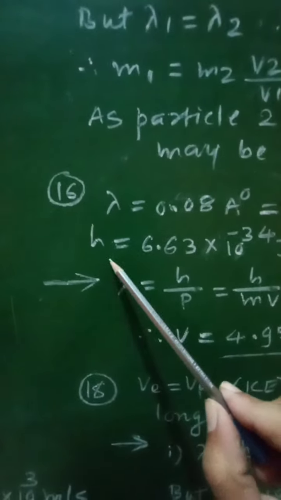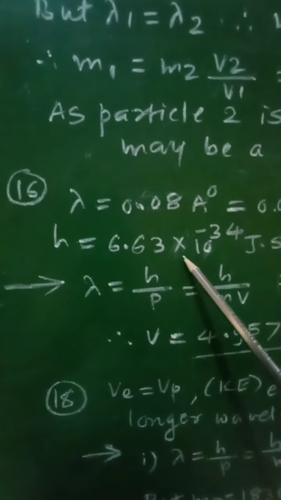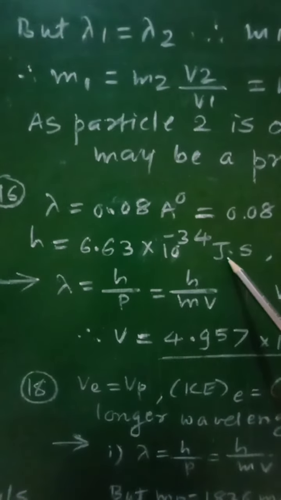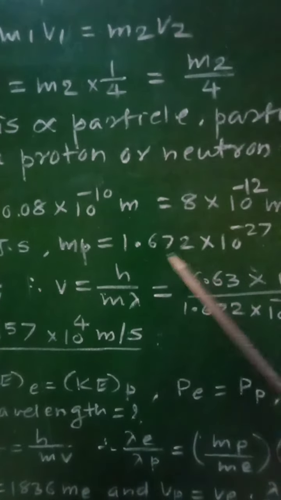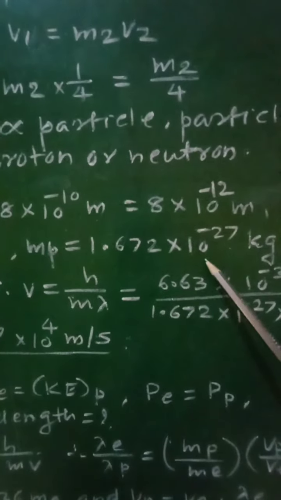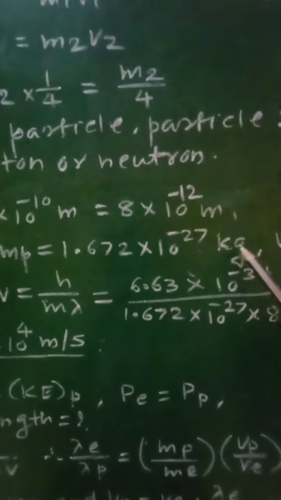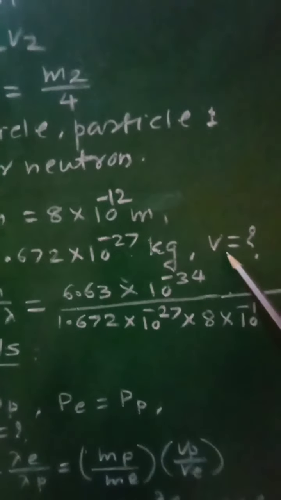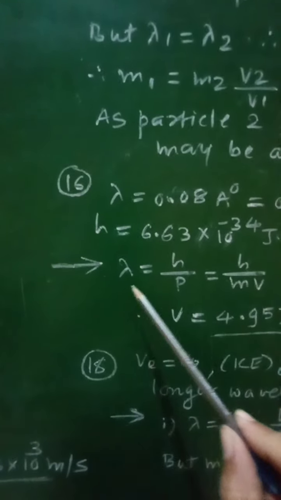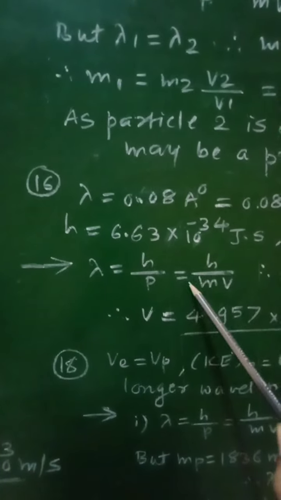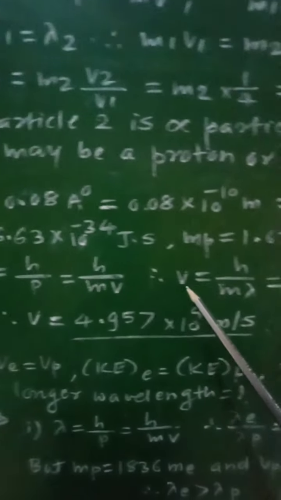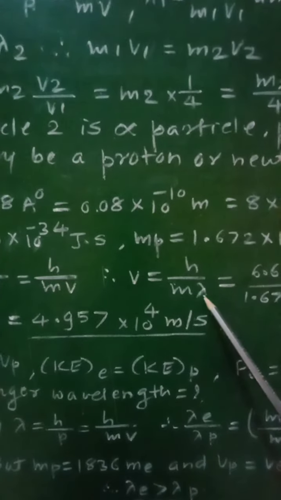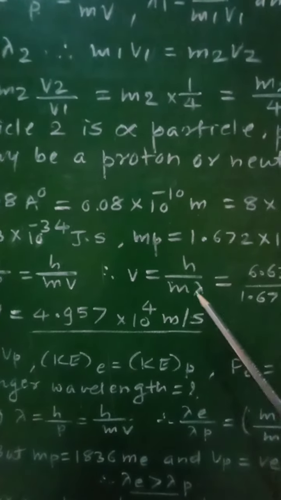Then h is Planck's constant, that is 6.63 into 10 raised to minus 34 joule second. Then mass of proton is 1.672 into 10 raised to minus 27 kilogram, and we have to find out the speed v. We know that de Broglie wavelength lambda is equal to h by p, that is equal to h upon m v. Therefore from this relation v will be equal to h upon m lambda.